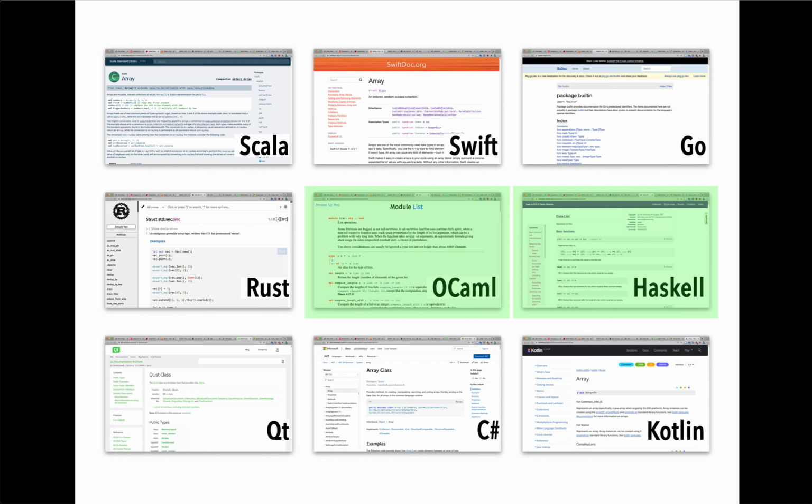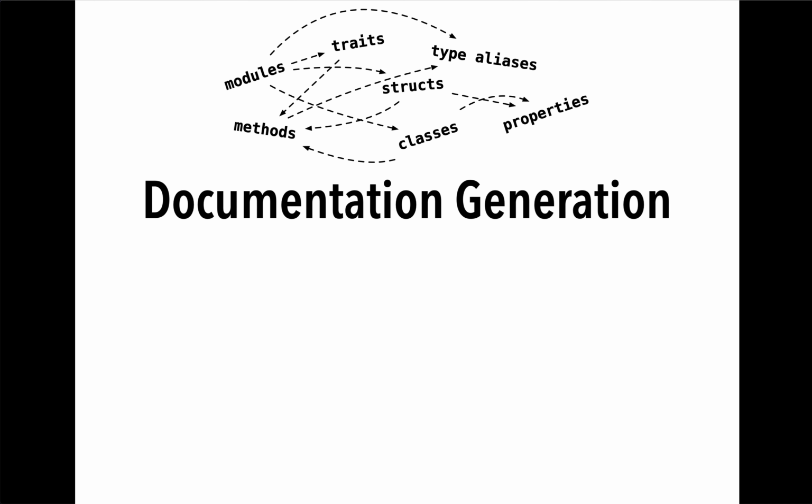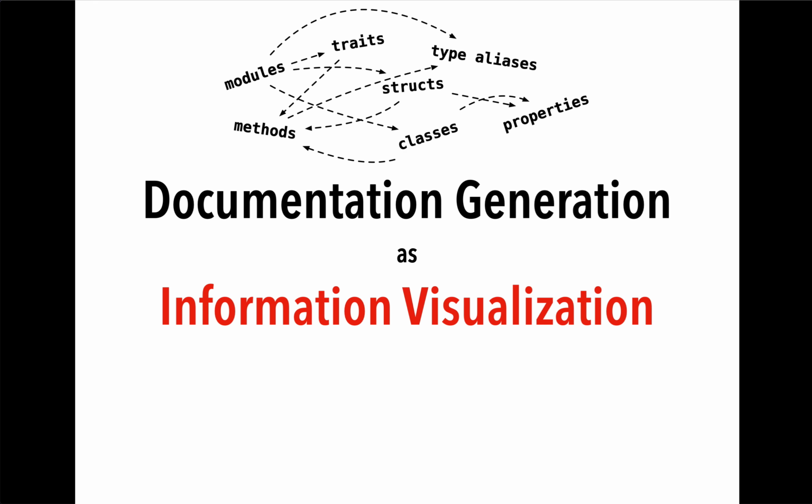And so in this talk, my goal is to give a more general framework for thinking about the design of documentation generation. Documentation is generally for APIs, and APIs have many kinds of constructs, like modules, traits, structs, and methods, and so on. And all of these constructs are related to each other. A module contains this, a method returns this type, and so on. And when we generate documentation, this is essentially an information visualization problem. How do we organize and present API information?